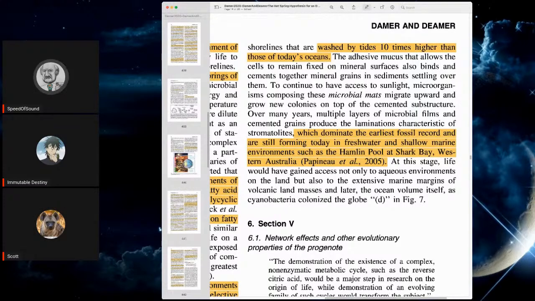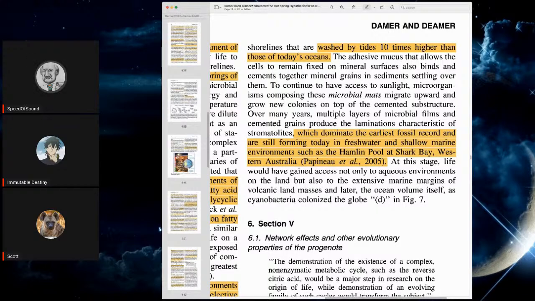The adhesive mucus that allows the cells to remain fixed on mineral surfaces also binds and cements together mineral grains and sediments settling over them. To continue to have access to sunlight, microorganisms composing those microbial mats migrate upward and grow new colonies on the top of the cemented substructure.